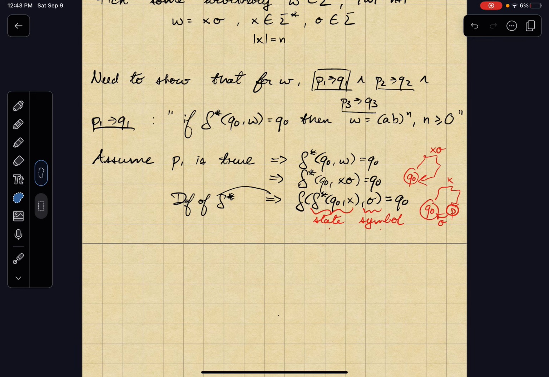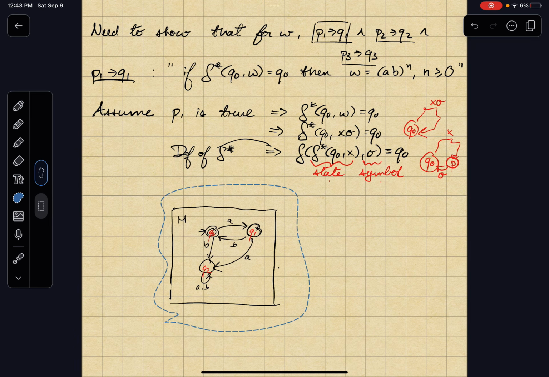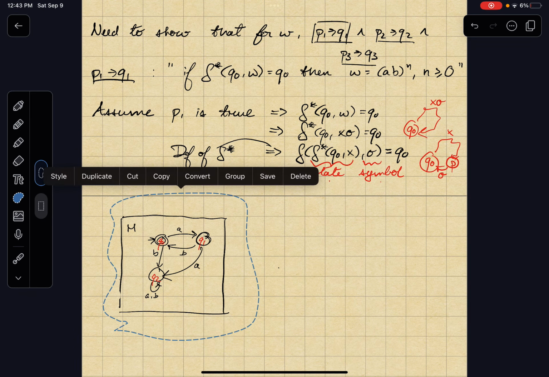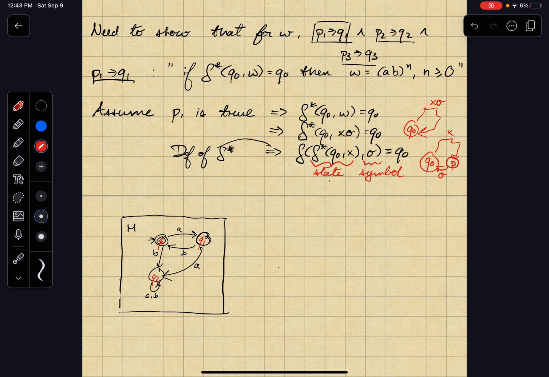So to do that, I need to magically make M appear. There you go. There's M. So now, let's analyze this a bit. I know that I have to be in some state, and I have to be reading some symbol and going back to Q0. So now if I look at my machine M, what state can I be in where when I read a B, I go back to Q0?